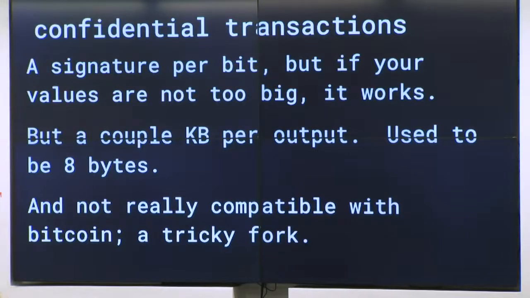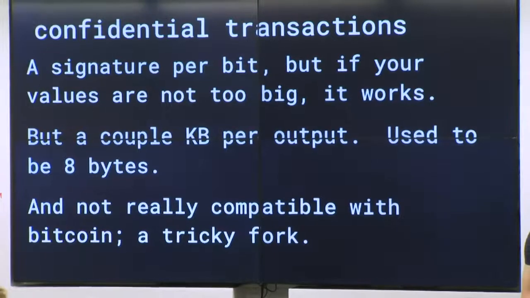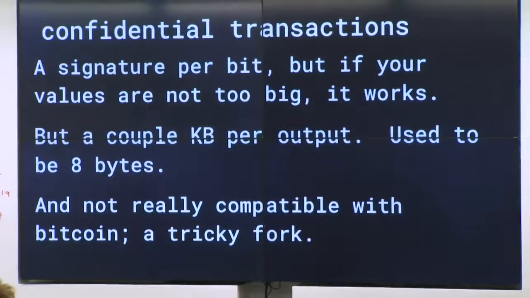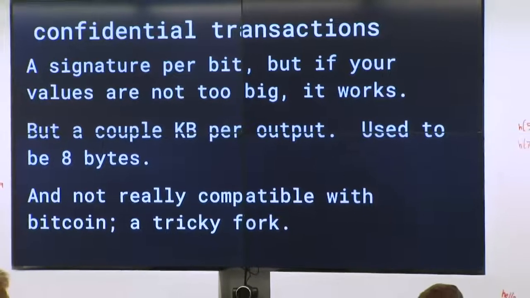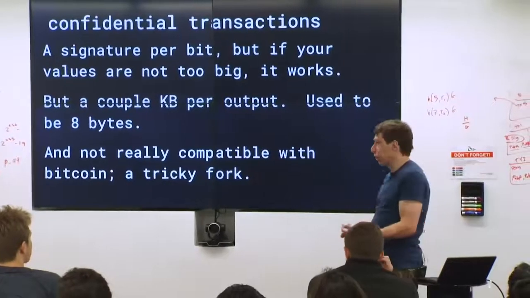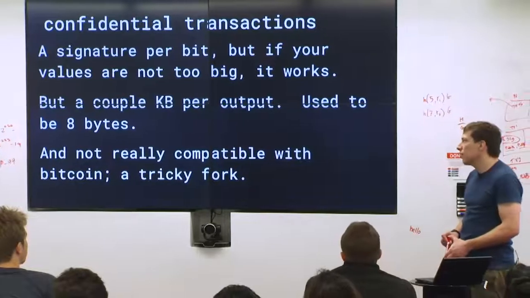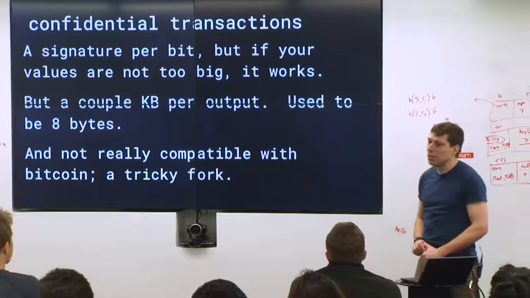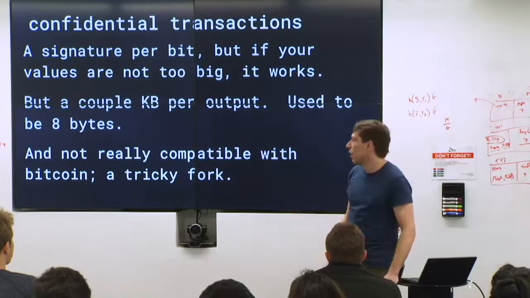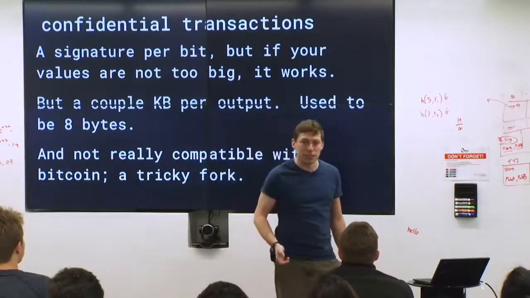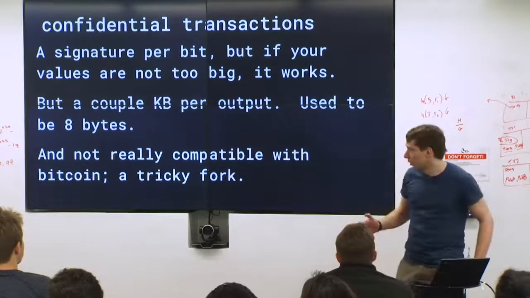So you have a signature per bit of your output. If your values are not too big, this works, right? If you say, okay, we're going to limit it to 32 bits, so from 0 to 4 billion, now you can prove that each bit was either a 0 or a 1, essentially, without revealing whether it was a 0 or 1. And then it's a couple kilobytes per output. So that's a little bit annoying. It used to be 8 bytes. You just sort of said, hey, I've got 37 coins. Also, these 8 bytes are very sparse in that they rarely exceed 4 bytes, so you can sort of compact it down on disk.